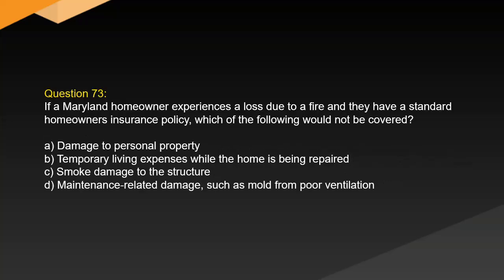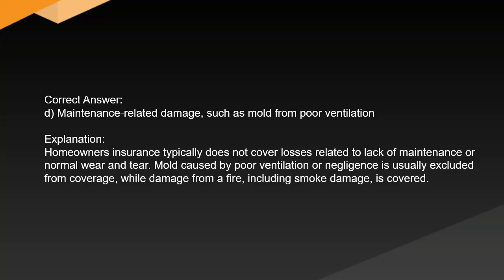Question 73. If a Maryland homeowner experiences a loss due to a fire and they have a standard homeowner's insurance policy, which of the following would not be covered? A. Damage to personal property. B. Temporary living expenses while the home is being repaired. C. Smoke damage to the structure. D. Maintenance-related damage such as mold from poor ventilation. Correct answer: D. Maintenance-related damage such as mold from poor ventilation.